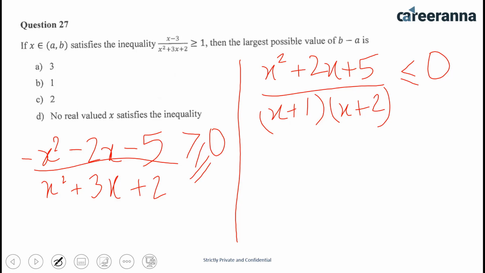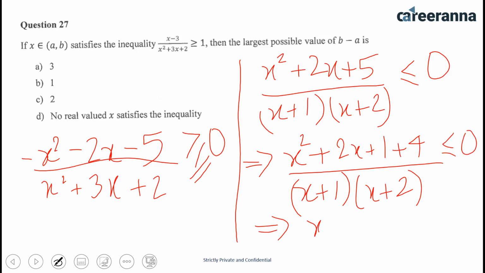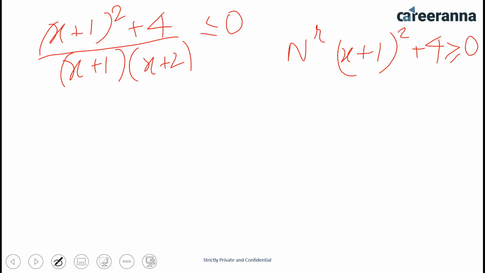So in the numerator, if I can further reduce it to this, x square plus 2x plus 1 plus 4 upon x plus 1, x plus 2, and it should be less than equal to 0. So what you can see in the numerator, it will become x plus 1 whole square plus 4 divided by x plus 1, x plus 2 should be less than equal to 0. But as you can see, the numerator is x plus 1 whole square plus 4. So our numerator part will always be greater than equal to 0. So we have to play with only the denominator part.